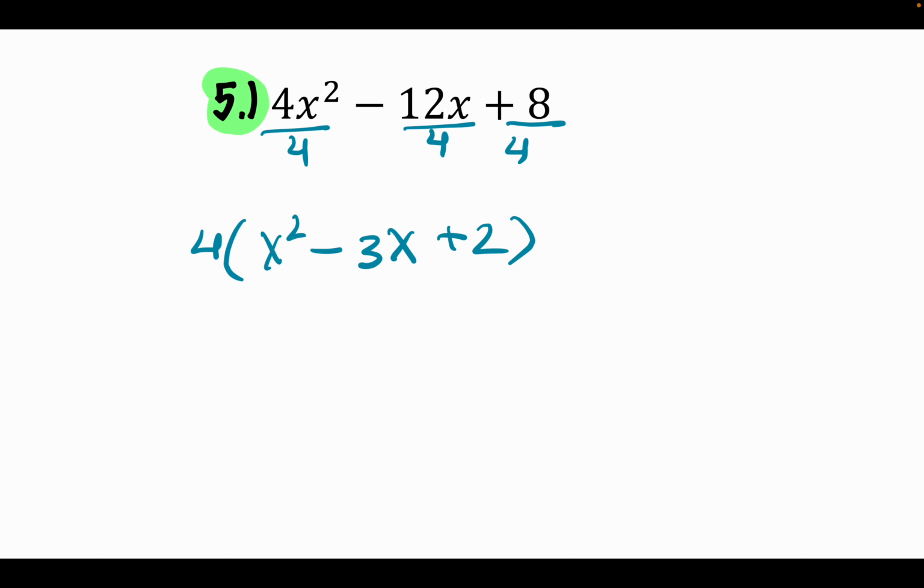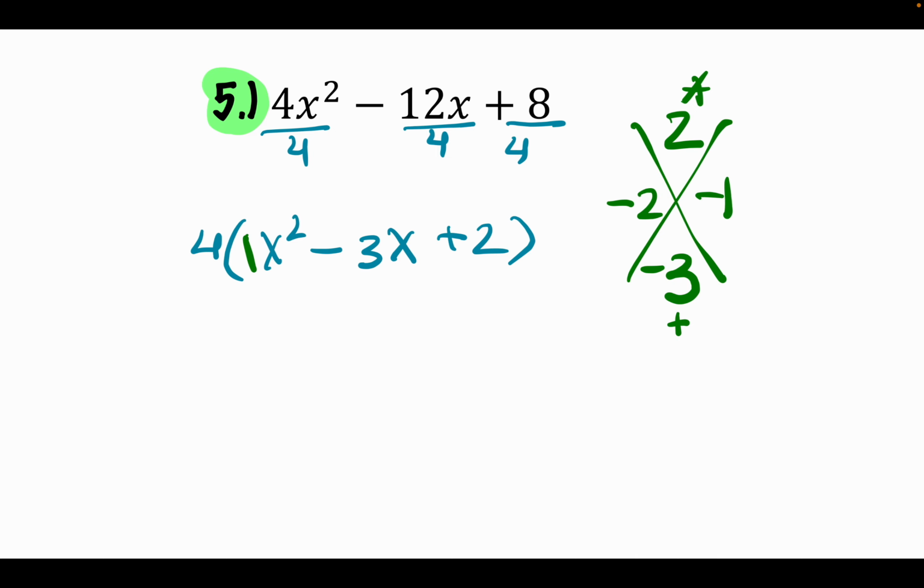Okay, on the inside, if you look, we don't have a number here anymore. We have, technically, that's a 1, which means you can use big X method. So 2 on top, negative 3 on the bottom. So what multiplies to 2 adds to negative 3? Well, a negative 2 and a negative 1. So now in our parentheses, we have x minus 2, x minus 1, and then our 4 out front.